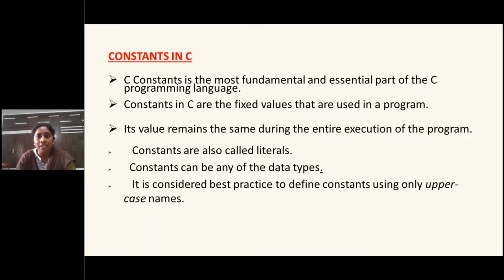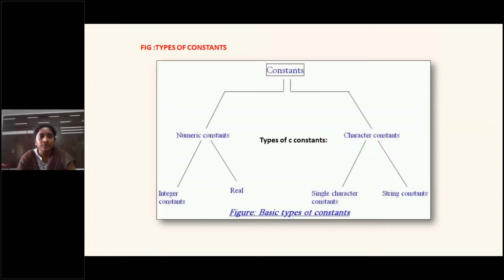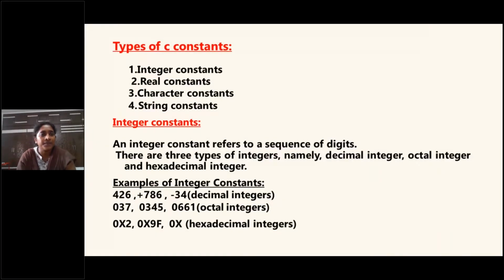Its value remains the same during the entire execution of the program. Constants are also called literals. Constants can be of any of the data types. There are different types of constants: numeric constants and character constants. Numeric constants are again of two kinds, integer constants as well as real numbers. Character constants are single character constants as well as a group of characters, which is considered a string.